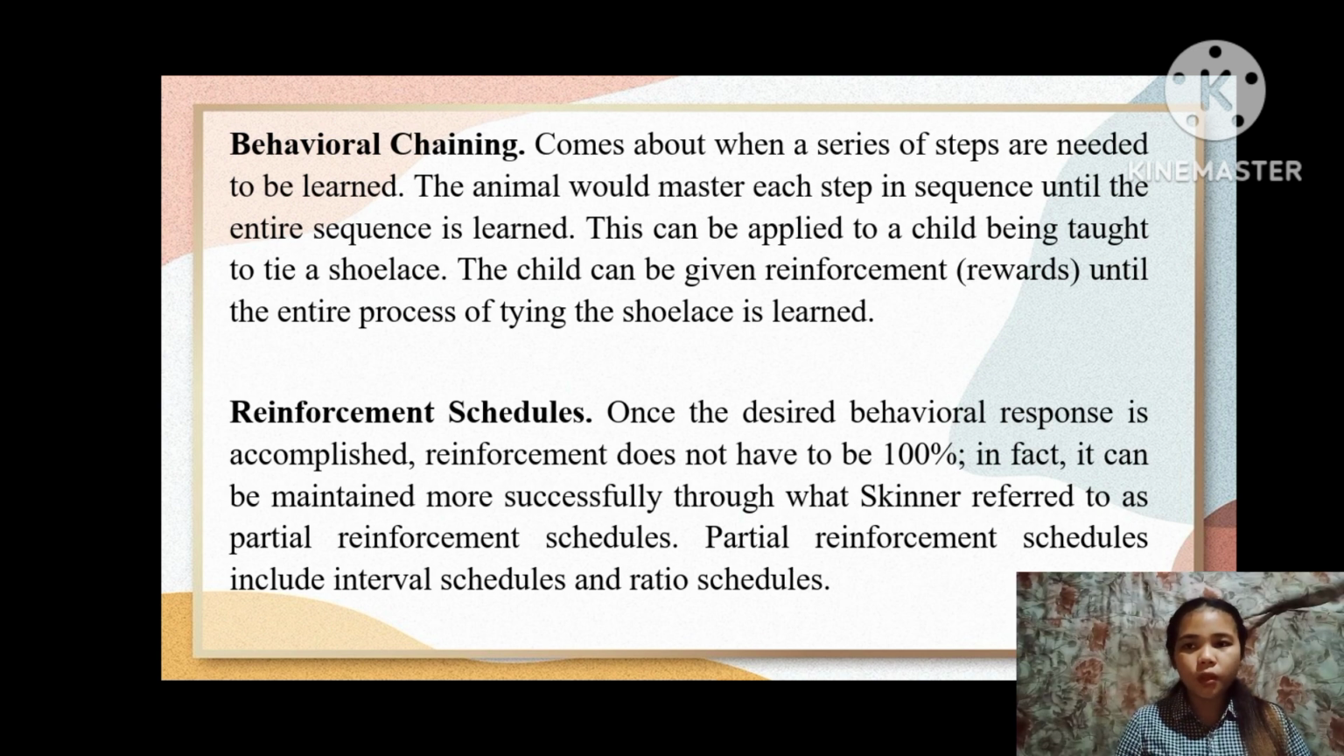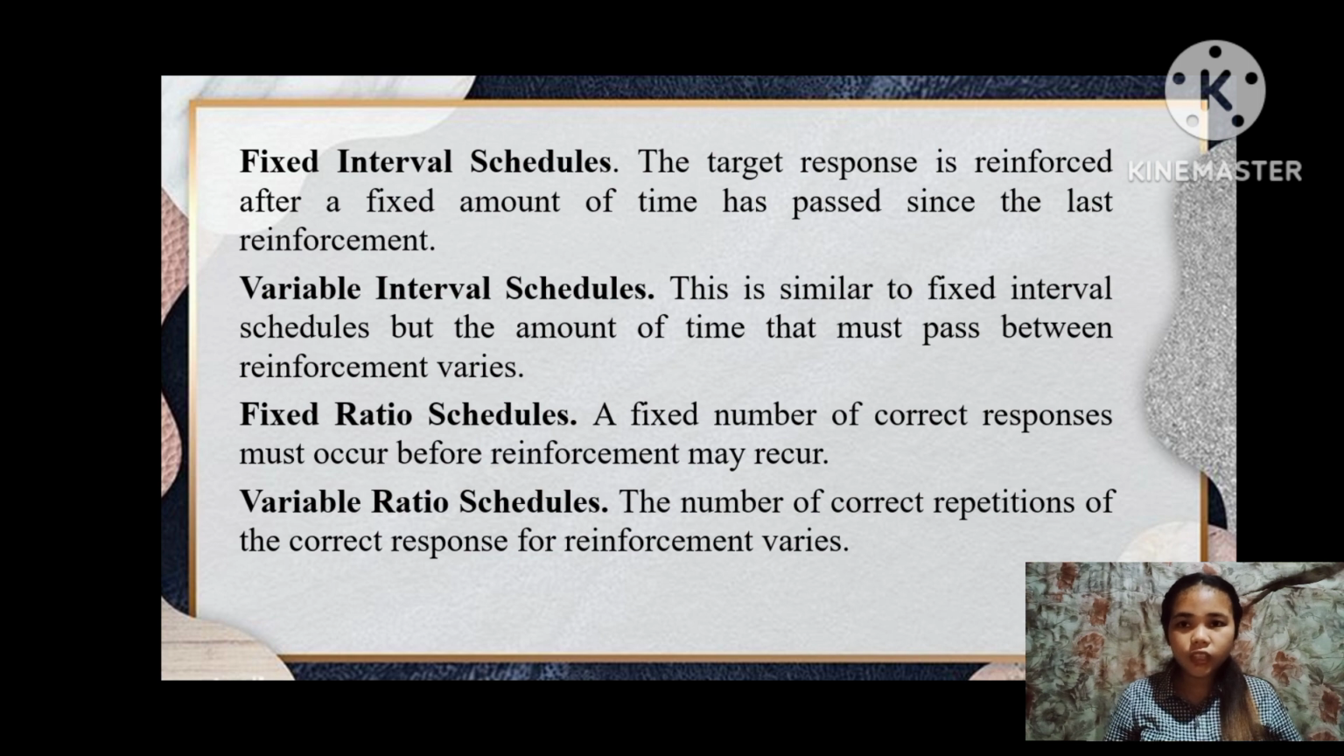Chaining. The best example of this is when it is applied to a child being taught to tie a shoelace. The child can be given reinforcement or rewards until the entire process of tying the shoelace is learned. So the child will try hard to finish it, learn it, and know how to tie the shoelace, and after that receive the rewards or reinforcement given to them.